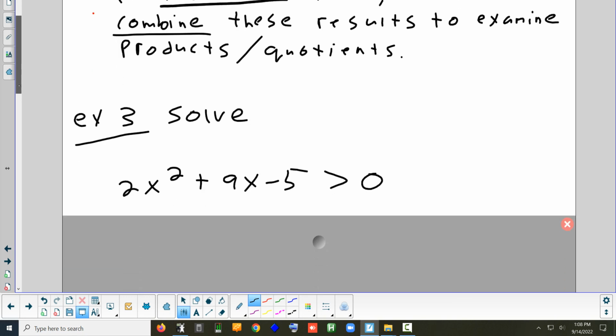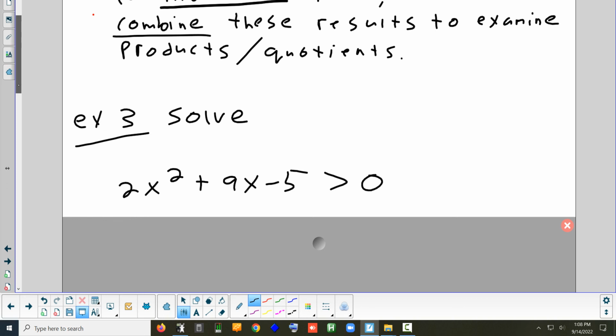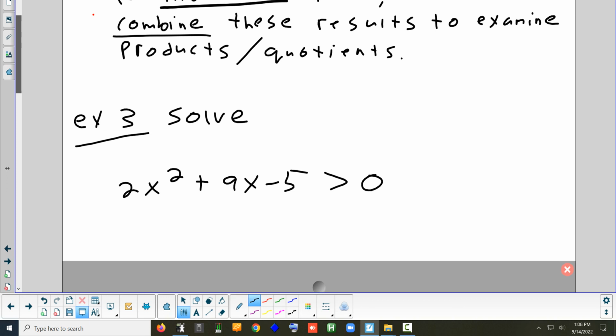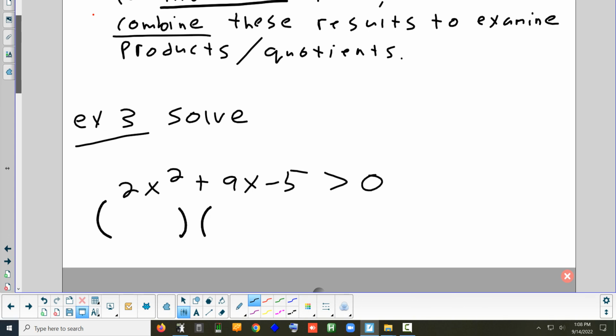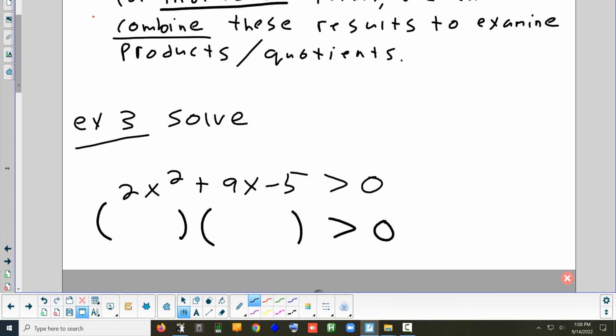So the first thing we have to do for this method to work is factor the left-hand side. If I start to factor that, can someone tell me what my first two terms would be inside each parenthesis? Yeah. 2x and x. How about my signs?